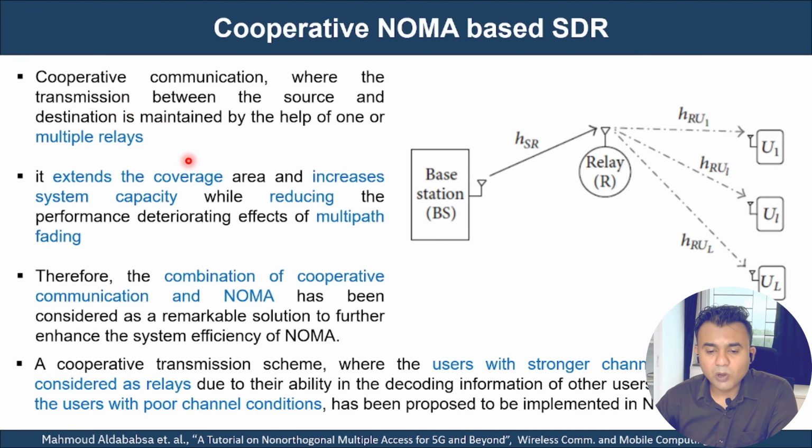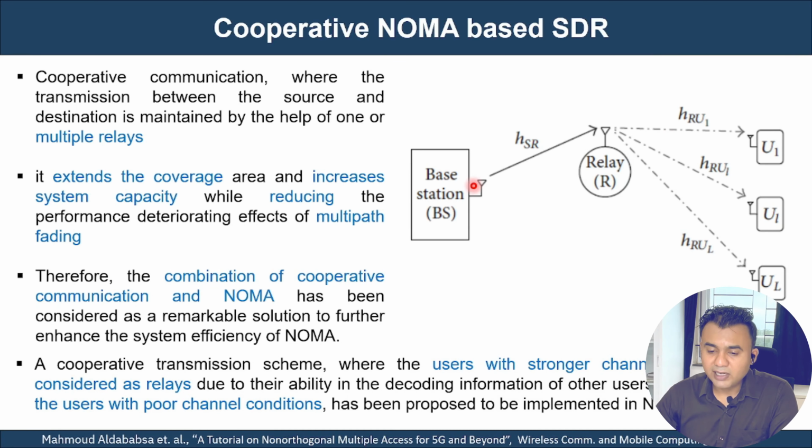So here you can see cooperative communication, the famous idea of using a relay in between to reproduce the signal to improve the signal strength. The transmission between the source and destination is maintained with the help of one or multiple relays, which means, let's say I have a relay here, and it can receive the signal from the base station, improve the signal quality, and transmit it further for the users.